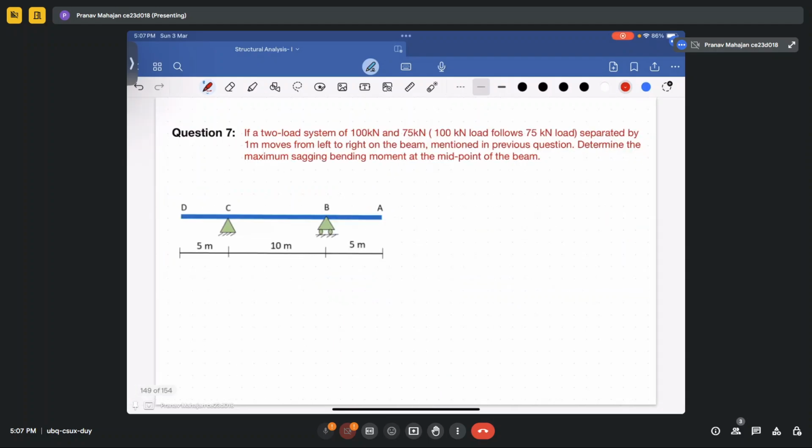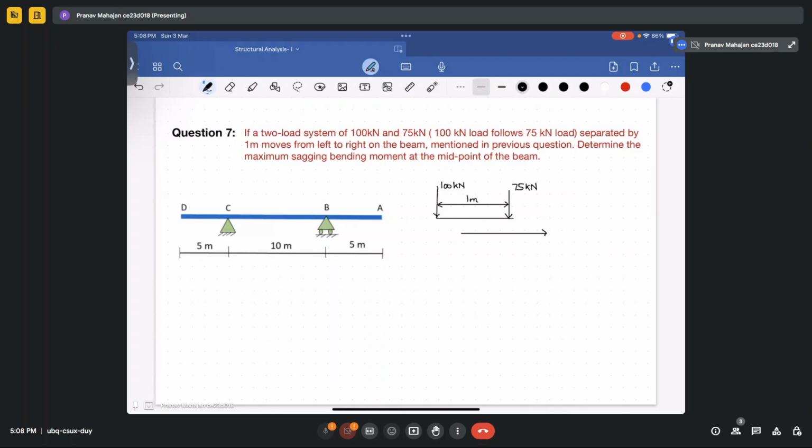Okay, next question says that in a two load system of 175 kilonewton, where 100 follows 75. Please remember these things also. Sometimes it is confusing which one follows which. So here 100 is following 75 and it is moving from left to right. So it is like this. And the distance between the two is 1 meter.